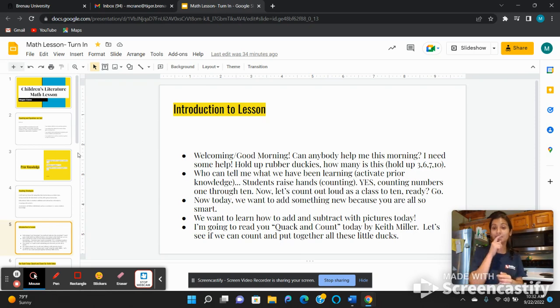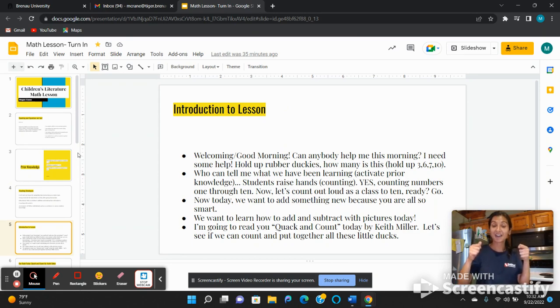Who can tell me what we have been learning about and activate that prior knowledge? Let students raise their hands. You're hoping that they're going to say that we have been learning about counting numbers 1 through 10. Count out loud as a class to 10. Ready, set, go. Now, I want to add something new today because you guys are all so smart. Do you know what we're going to talk about today? We're going to learn how to add and subtract with pictures.